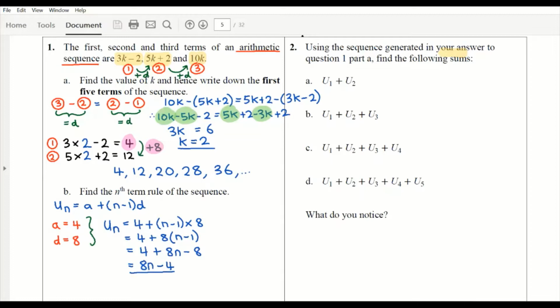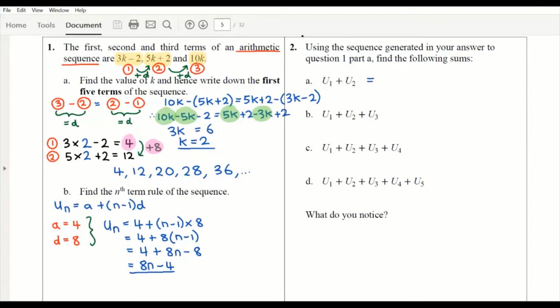Okay, great. So in question 2, it says, using the sequence generated in your answer to question 1, part A. Okay, so we've got our sequence. We're going to add up some partial sums here. So we're going to add the first and the second term together, and then the first 3, and then the first 4, and the first 5. Okay, let's do that. So it's quite a simple task. It says, what do you notice? All right, well, let's see if anything interesting is happening here.